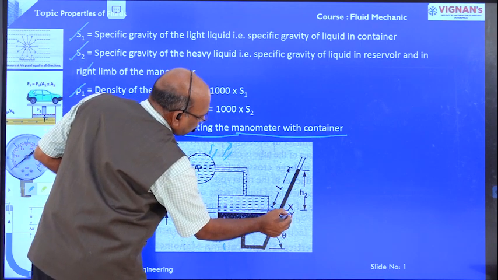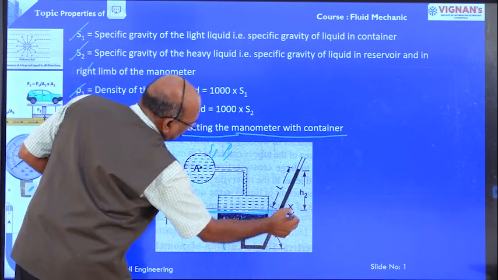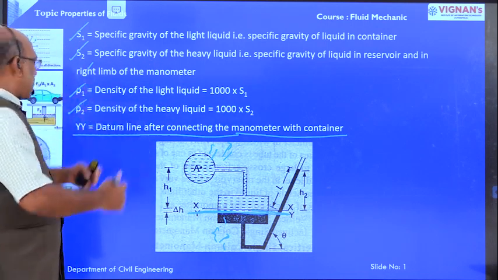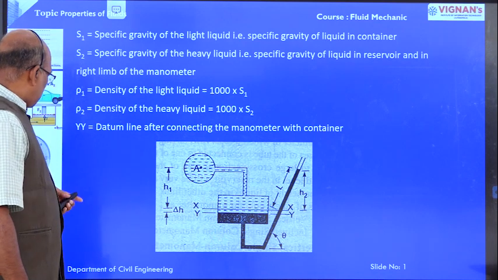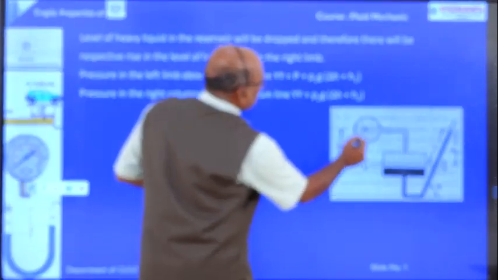After connecting the manometer, this is the datum line YY. Now the left side pressures must be equal to the right side pressures. Right? What are the left side pressures?